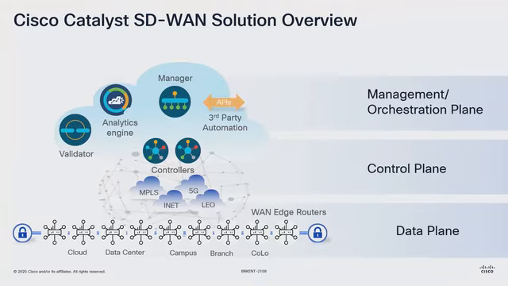So coming to the solution overview, what are the components that make up Catalyst SD-WAN? We have four clear planes which contribute to different functions. At the top, we have the management plane or the orchestration plane, which are two different planes, and I will go into detail. And then we have the two important ones, the control and the data plane, which is what we were talking about when we said software-defined networking.